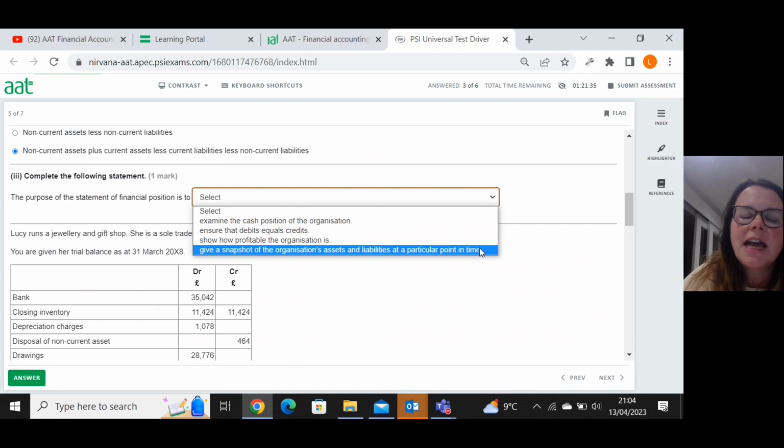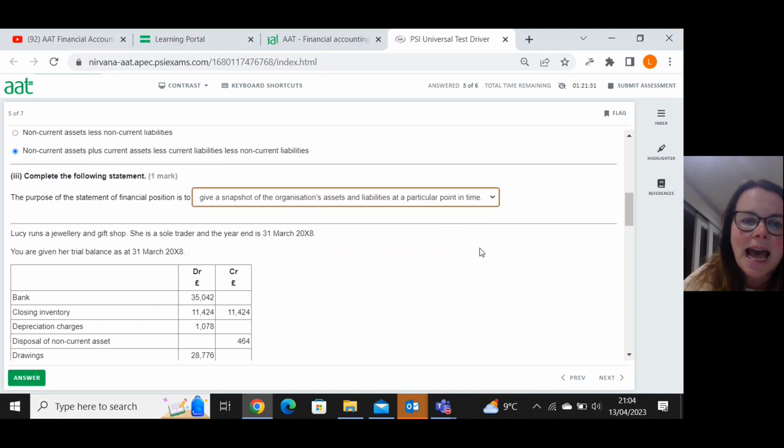Yes, and if you look at the heading for a statement of financial position, it will say as at this date. So it's what assets and liabilities have we got at this exact point in time, whereas a statement of profit or loss will say it's for the year. So it's all of our sales and all of our expenses for the whole year. So different focus.